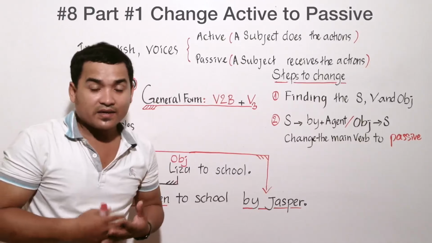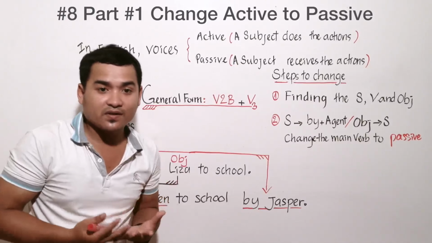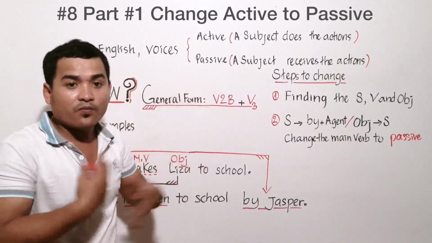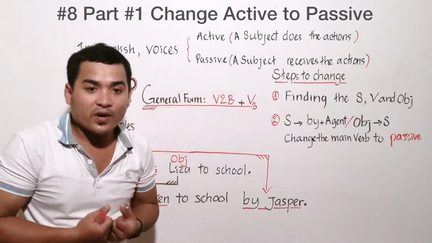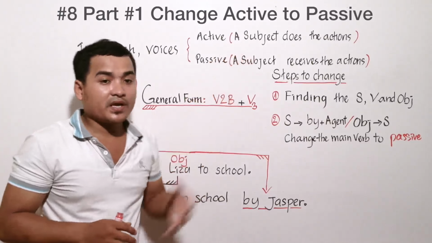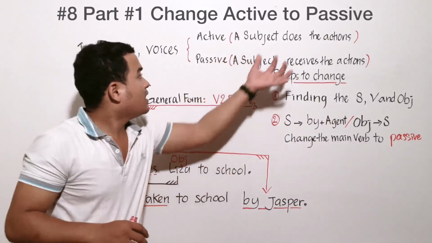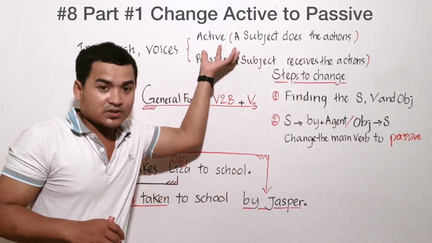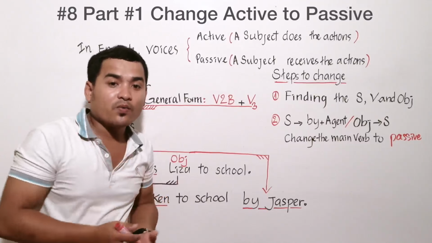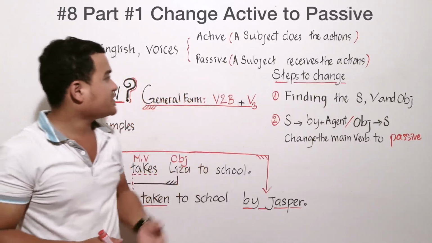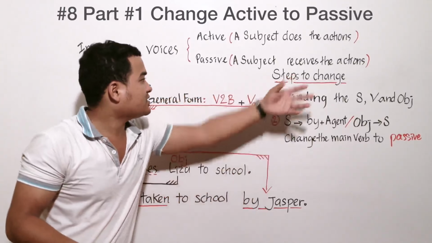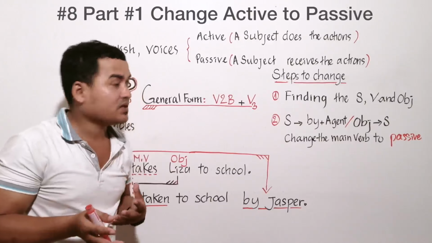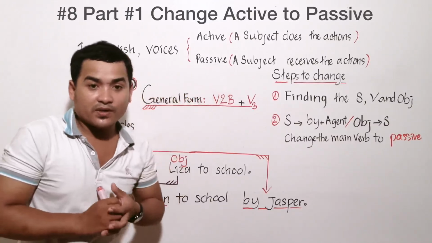Voice is not a tense. So please remember, voice is not a tense. But voice is a group of verbs. Okay, a group of verbs that is called voice. And when a group of verbs tell that the subject of a sentence does the actions, this is called active voice. And when a group of verbs tell that the subject of a sentence receives the actions from another person or another stuff in the sentence, this is called passive voice.